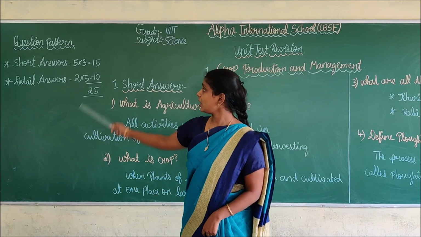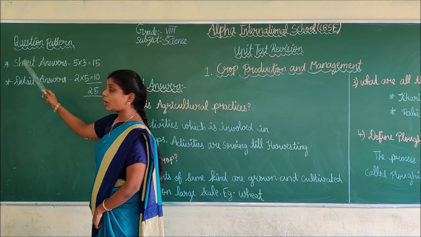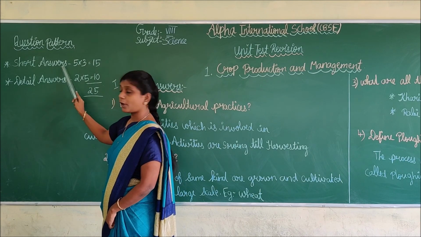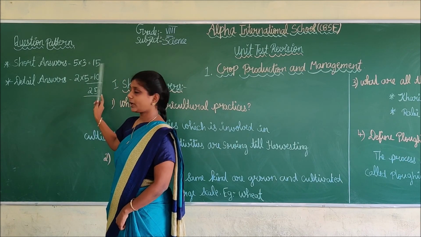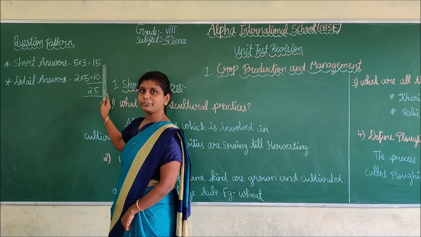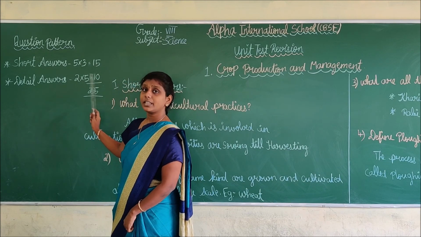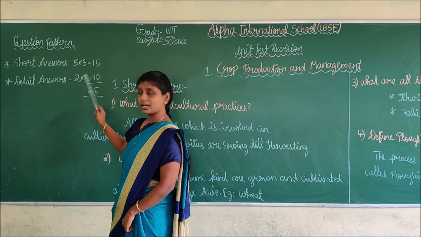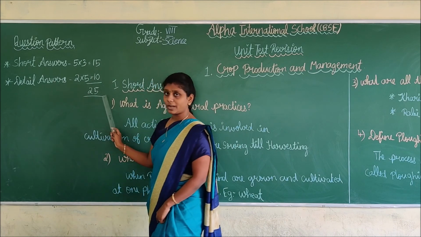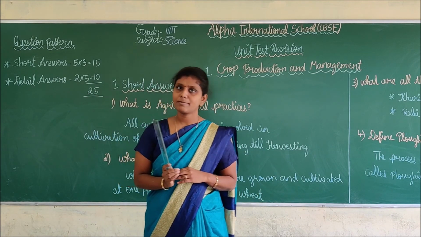Here is your question pattern. You are going to write short answers for 15 marks. Each question carries 3 marks, totally 15 marks. Next, detailed answers for 10 marks. Each question carries 5 marks. Totally, you are going to write 25 marks. Your unit test is for 25 marks.